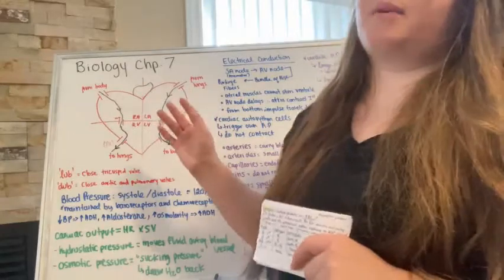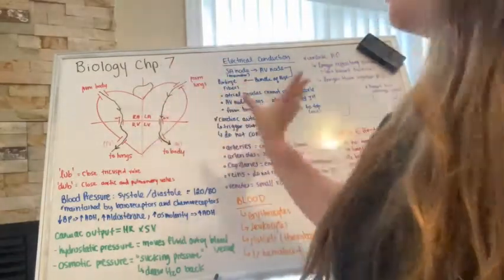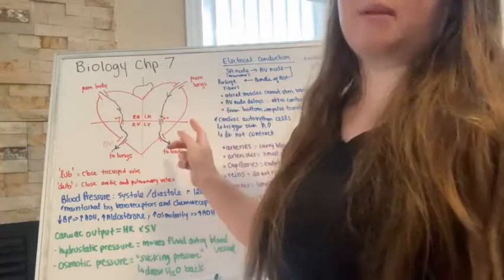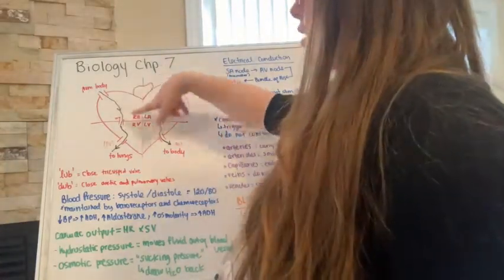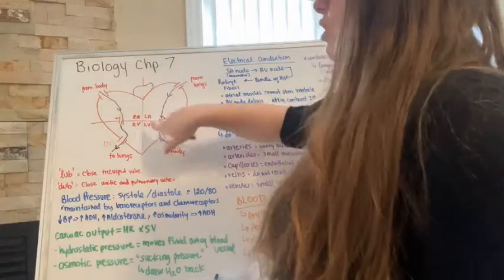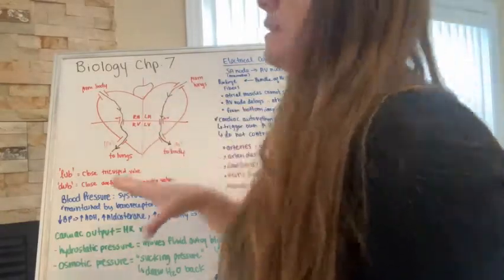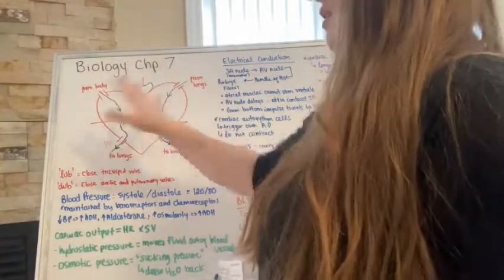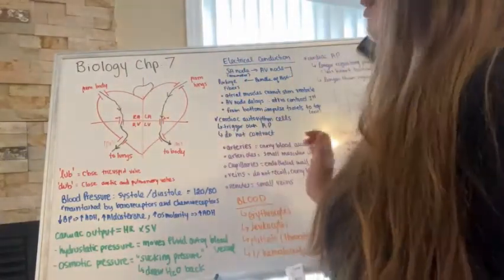So the first thing that we need to know is the general structure of the heart. Your heart has four chambers: the right atrium, the right ventricle, the left atrium, and the left ventricle. And this is as if this heart was in somebody, it would be their left, their right. So just make note of that as well.